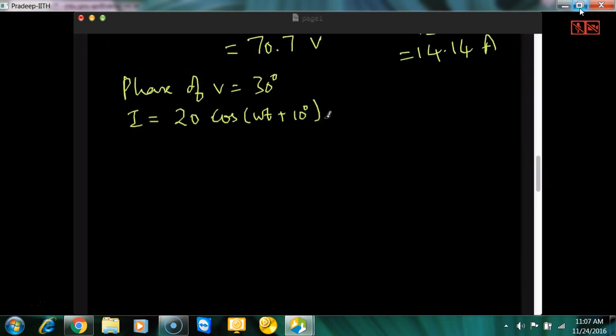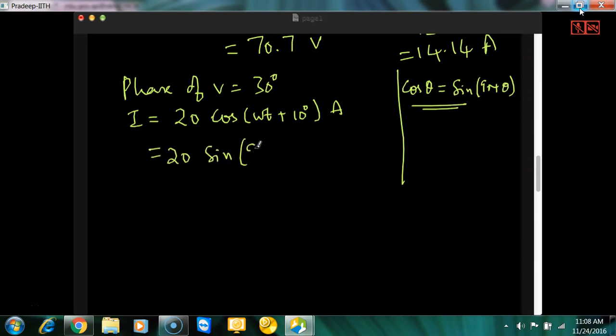Okay. So first you have to convert it to sine. So you know that cos theta is nothing but sine 90 plus theta. So we will use this and then convert this into sine. That is 20 sine 90 degrees plus omega t plus 10 degrees. So that is 20 sine omega t plus 100 degrees.